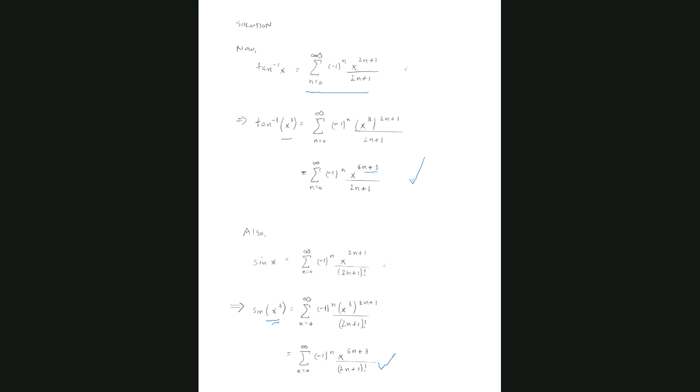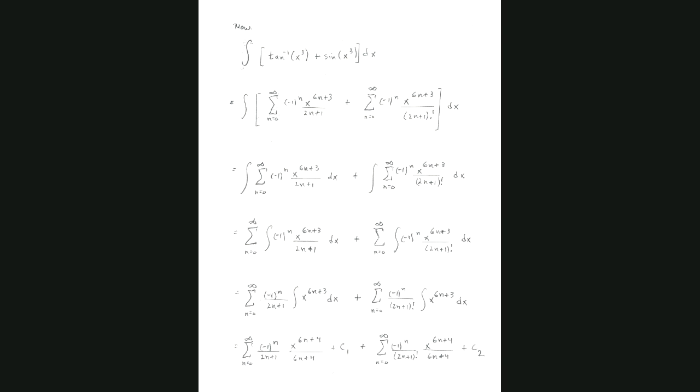Okay, well, let's proceed to the next page then. Now we have our two power series for the arctangent of x cubed and the sine of x cubed. And we're going to substitute those in for the functions. So I will do that. Of course, the original problem was to find the integral from 0 to 0.2 of the arctangent of x cubed plus the sine of x cubed.